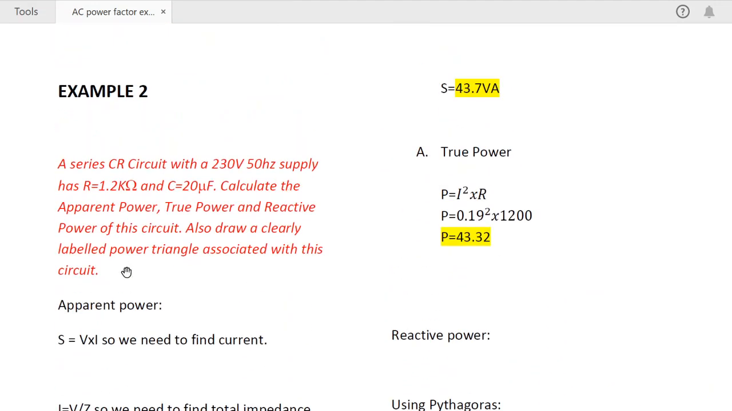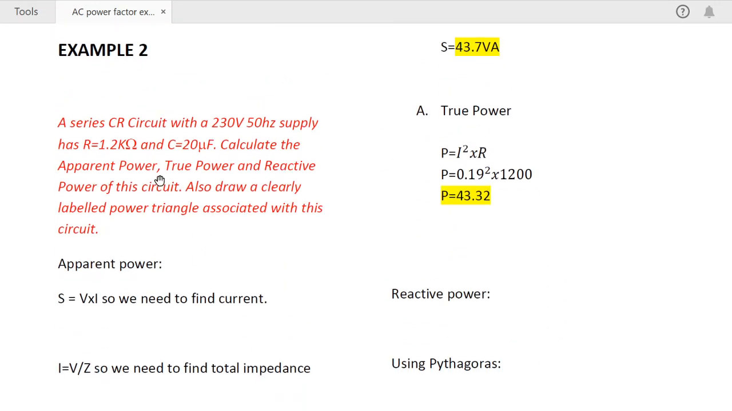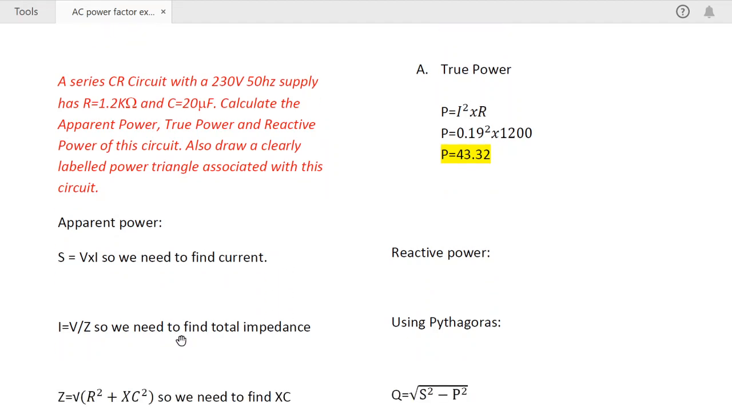So the first thing we're going to do is work out the apparent power. Now, as I said here, our apparent power is going to be V times I. We have our V, that's 230 volts, but we don't have an I to go with it, so we need to find that out. So we need to find the current.